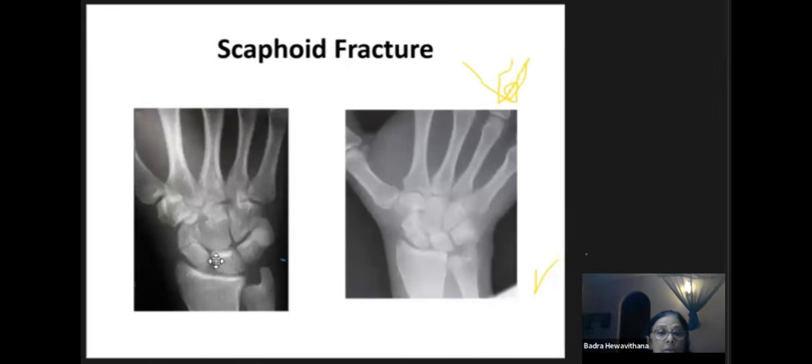So this is an obvious scaphoid fracture at the waist. What do you think of this X-ray? You can see this scaphoid bone is completely white now, particularly this area. So it is scaphoid necrosis.